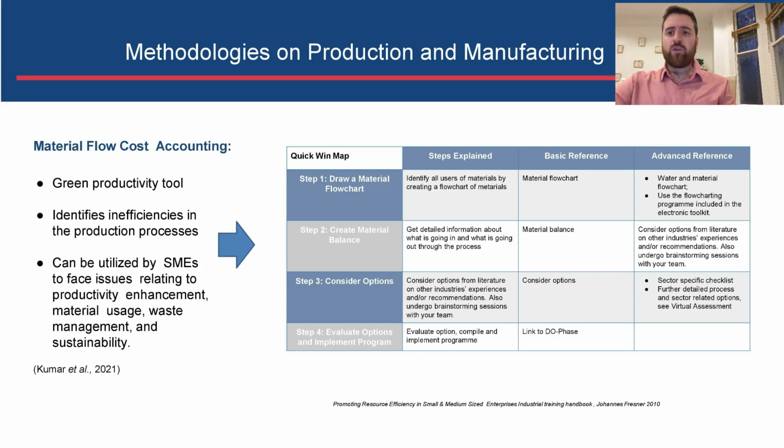First, draw a material flow chart, which basically identifies all the materials used to create the product. Then create a material balance, or ask the questions of what's going on outside the company, what is the trend of technology, and what is happening internally in the company with the materials and processes. Once you have a good quantity of information, it is time to do a brainstorm with the team and consider options. Finally, in step four, compile all the options, evaluate them, and implement them. Of course, this sounds easy on paper, but it's important to have high management support and involvement to be successful.